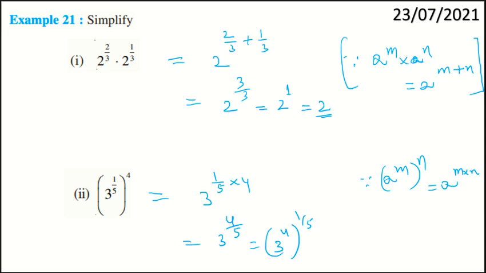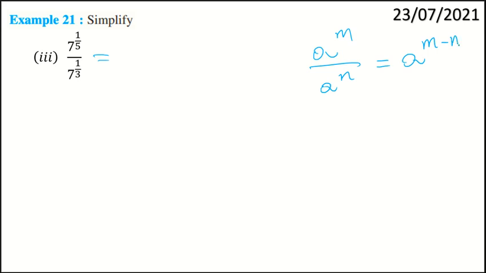Moving on to example number 21, sub question number 3. 7 power 5 upon 7 power 3, we will simplify this using the law a power m by a power n is a power m minus n. Similarly, when two exponential numbers with the same base are divided, then the base is raised to the power of the difference between the individual powers.